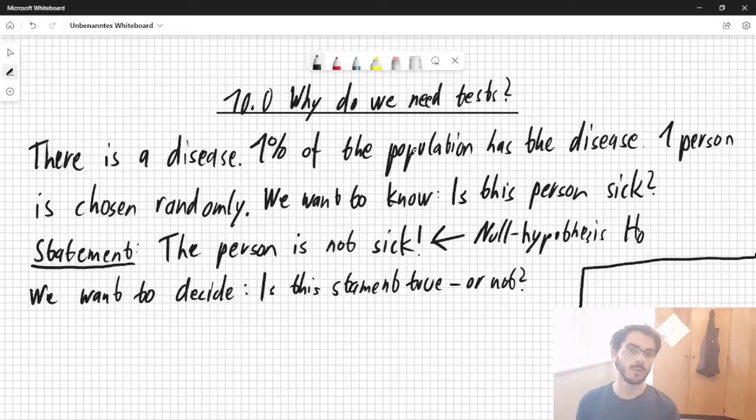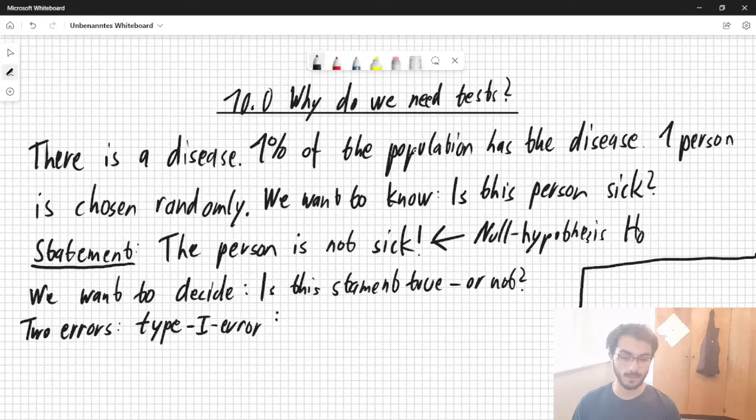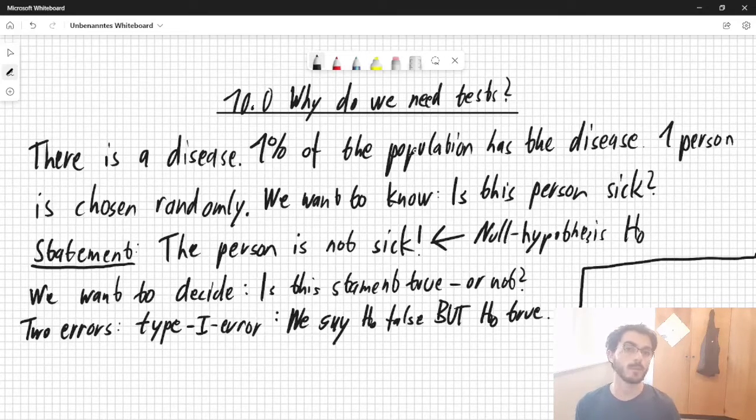Really, what you do for classical testing, at least for Bayesian testing, it doesn't even matter. But for classical testing, the way you choose H0 is you say, what kind of error do I want to avoid? Again, there's two types of error. The type 1 error, and the probability of type 1 error is the one we want to control. We say H0 is false, but in fact it is true. This is the error that we want to avoid.